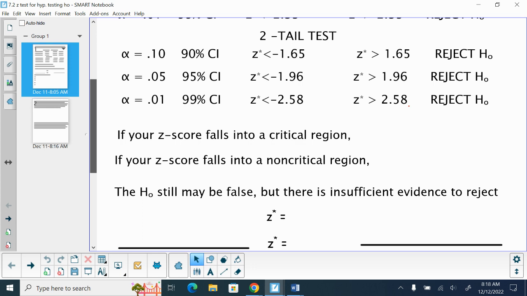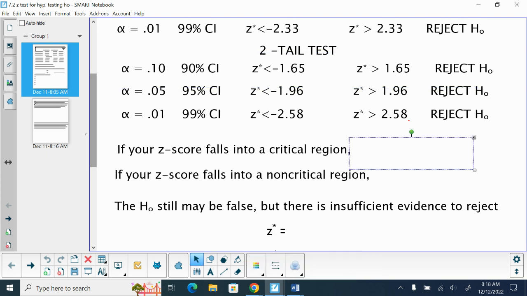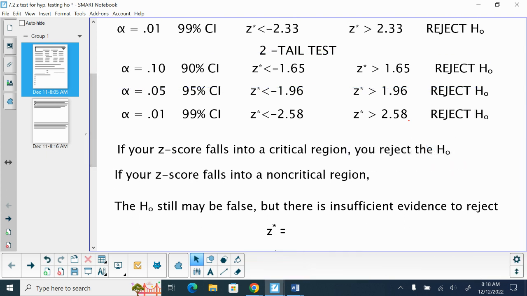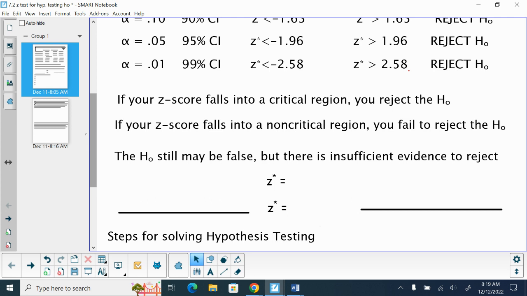If your score falls into a critical region, once again, if your score falls into a critical region, you will reject the null hypothesis. If you go into a non-critical region, you will fail to reject the null hypothesis. If you fail to reject the null hypothesis, it still may be false, but there is not significant evidence to reject it.